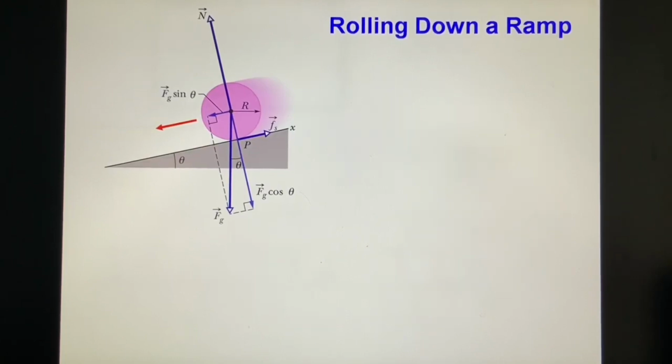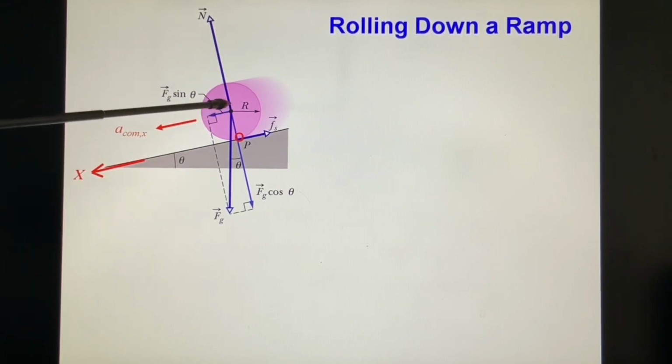Rolling down a ramp, a ball. This is a ball. Okay. Now we set the reference. Let's set the x downward and the origin at point P. We see how to describe its motion. We use Newton's second law.